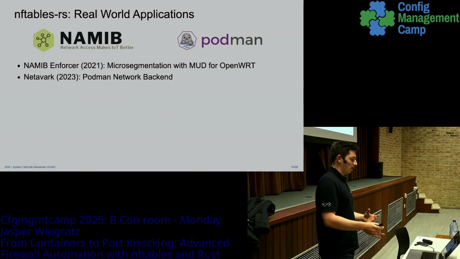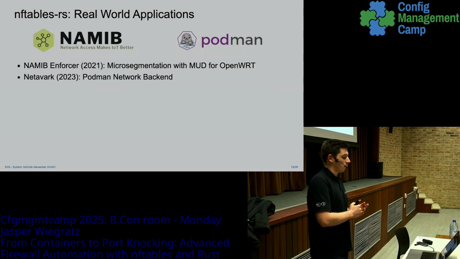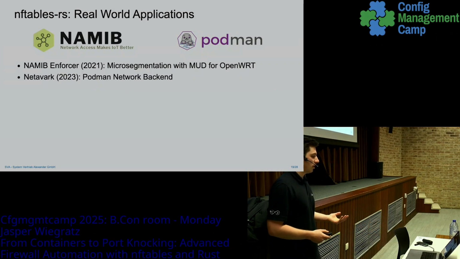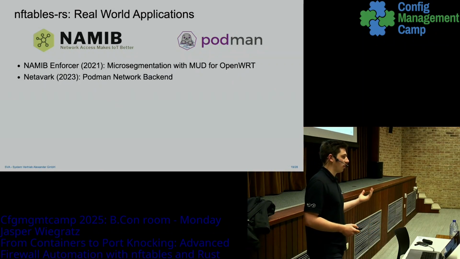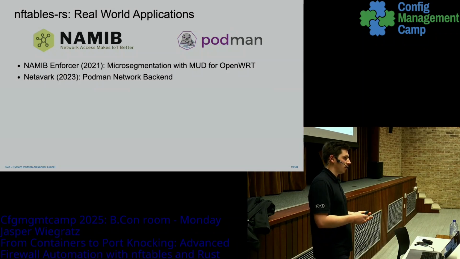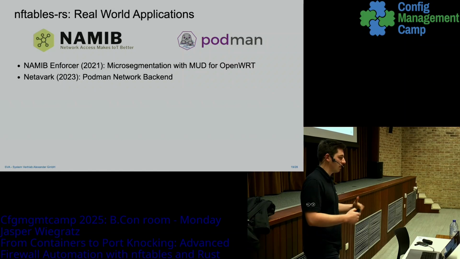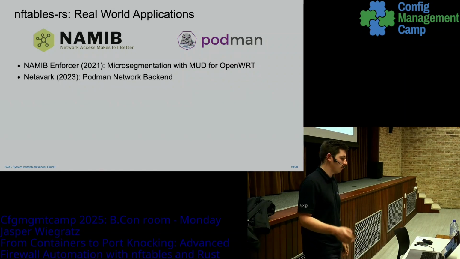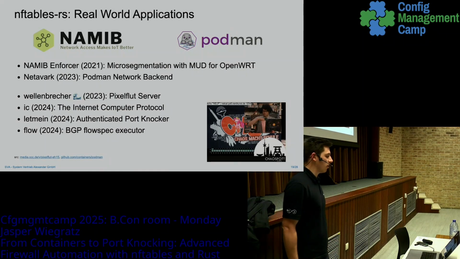So we built this for the microsegmentation. Also, I mentioned Podman. So Podman is using nftables-rs as a backend since 2023, and with Fedora 41 and RHEL 10, they are switching to nftables by default. So this is actually the project that I try to cater to make it very usable for Podman. But there's also been a lot more.